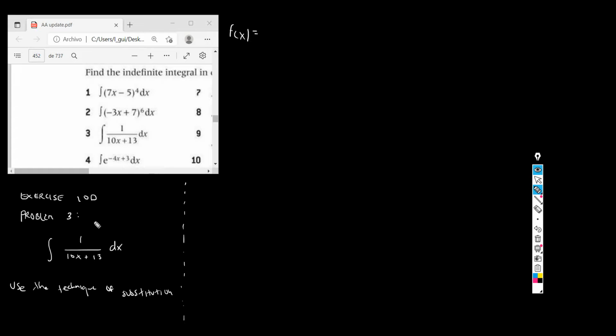If this is my original function, f of x, then I can see that this function f can be written as a composition of two functions, one of which, the internal one, is 10x plus 13 and the external one is 1 over x. So f of x equals h of g of x. So once you have it like this, guys, you can proceed with the technique of substitution.